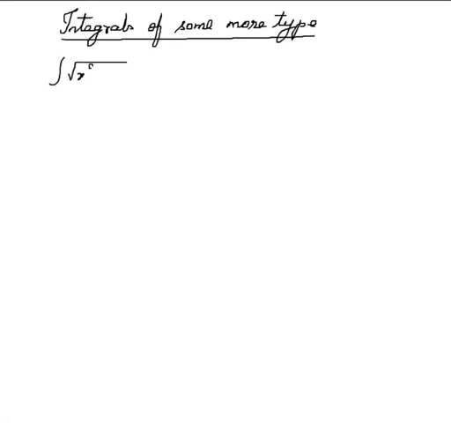Let us derive the formula for integral root of x square minus a square dx. We can use by parts method or we can use substitution method also. To use by parts method, we will take 1 as the second function and this as the first function. Let us use by parts formula.